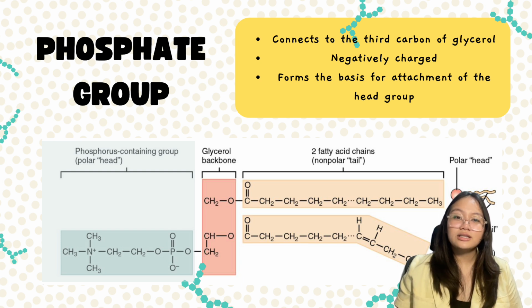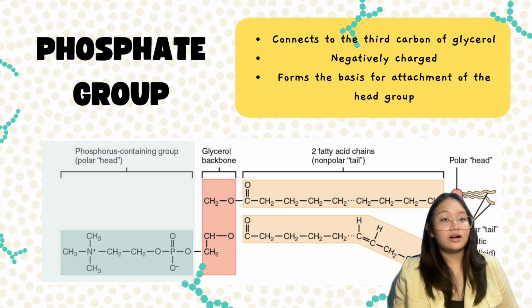So you can see in the image, you'll usually see a letter P or a round symbol near the head. The letter P represents the phosphate group.